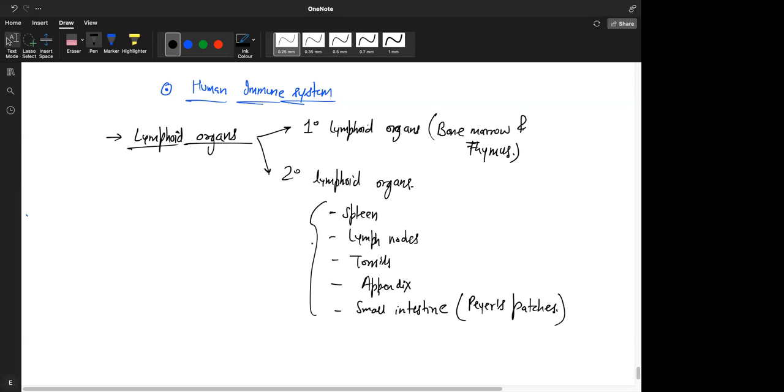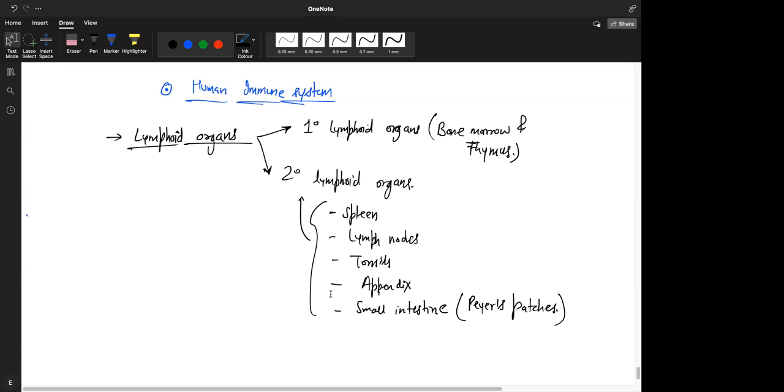So all these are secondary lymphoid organs, and these two are primary lymphoid organs in our body, which secrete the B and the T lymphocytes. Is it clear, everyone? Yes, sir. Yep.